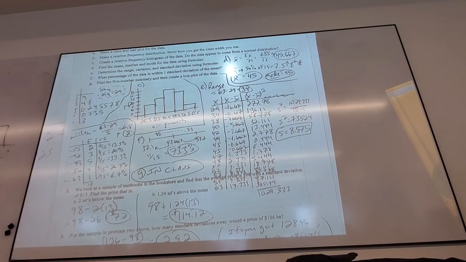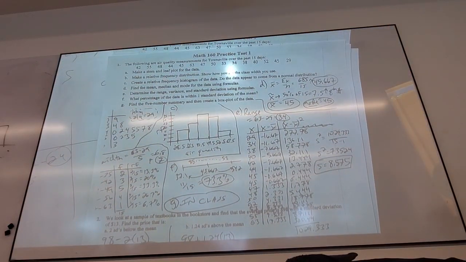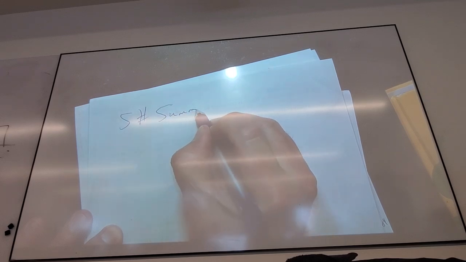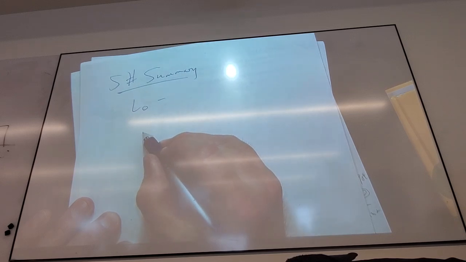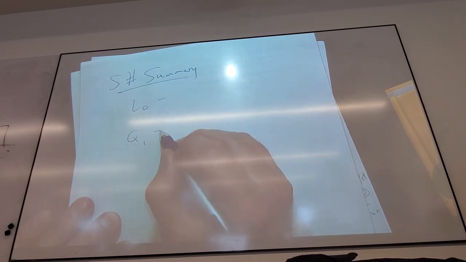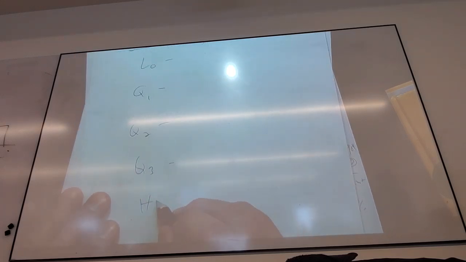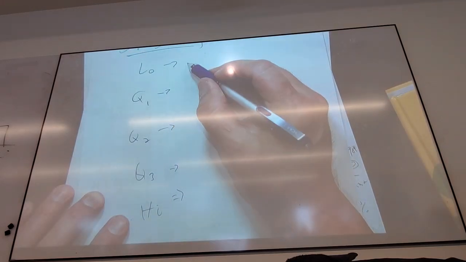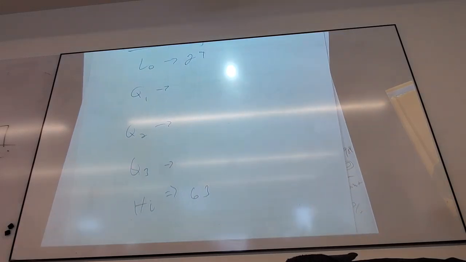Can somebody remind me what the 5-number summary is? Let's see, the 5-number summary is low, Q1, Q2, Q3, high. So what's the lowest data point? 29. And what's the highest data point? 63. Sweet, so 2 are gimmies.